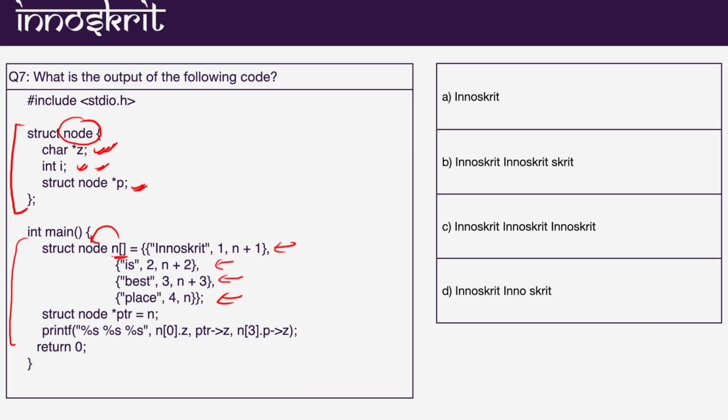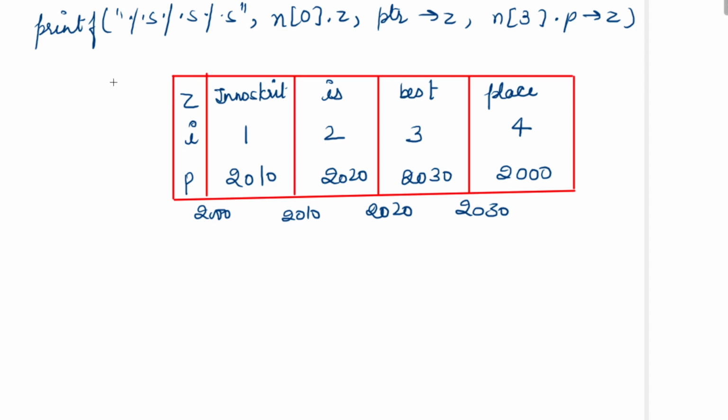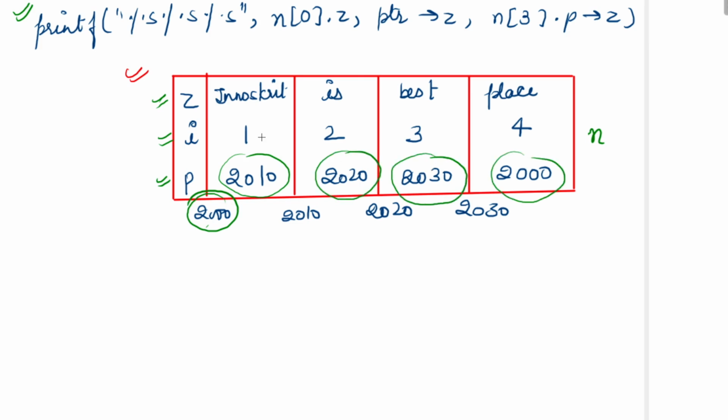Fine. So let's make this array. We have made the array, and the array was holding Z, I, P. And we were supposed to print this one. So n was the base address of this array, and the first entry, the first index, was holding n plus 1, then n plus 2, then n plus 3 and then n. So these were the addresses held by the pointer p for each index of the array.